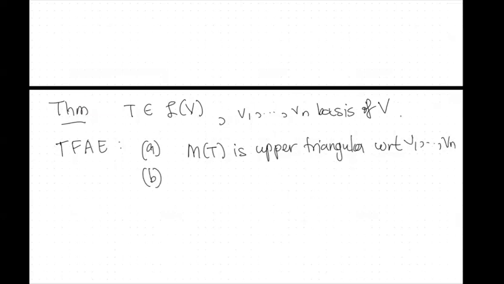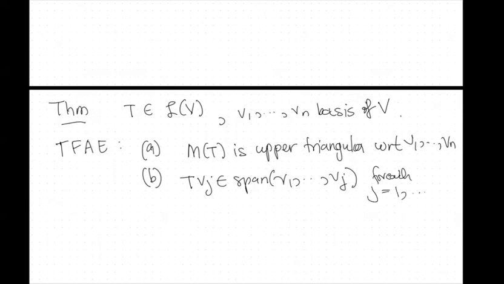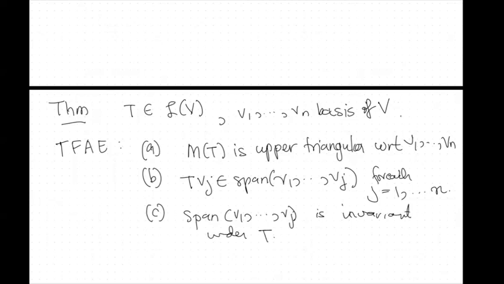Letter B, T of V sub j is in the span of V1 to V sub j for each j from 1 to n. And letter C, the span of V sub 1 up to V sub j is invariant under the linear operator T for each j from 1 to n.